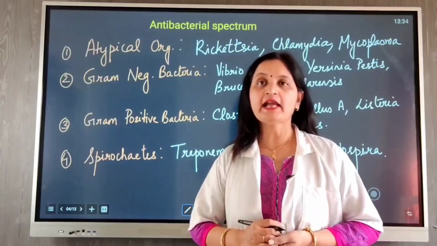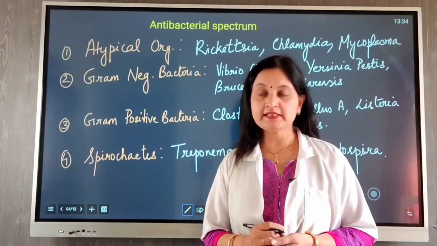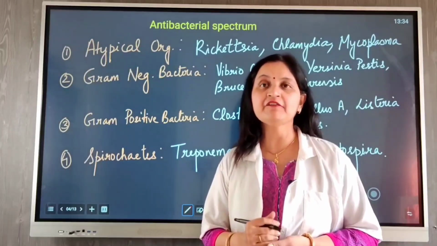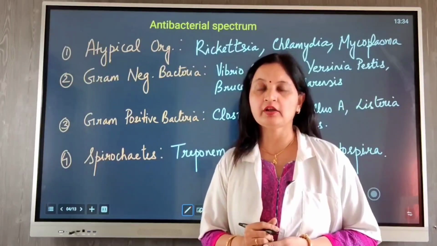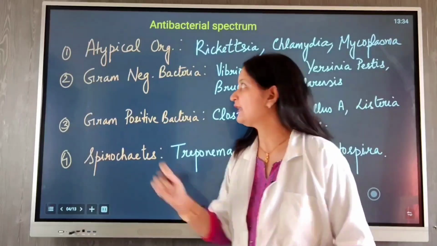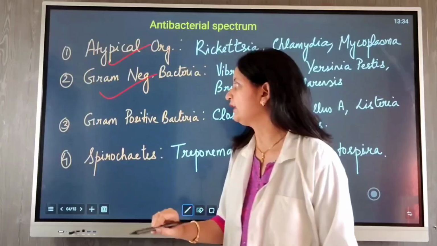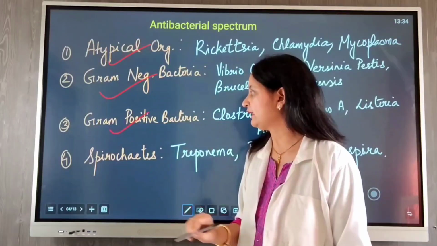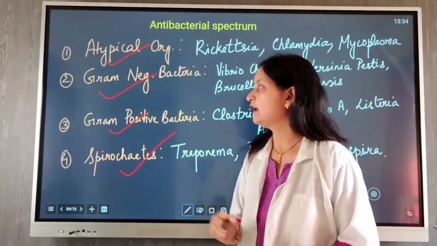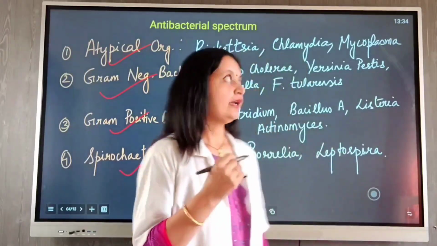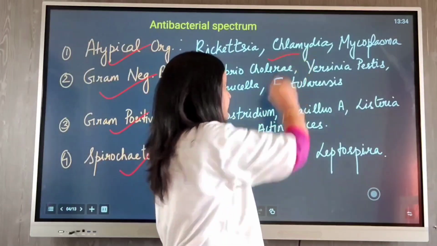Now, speaking about the antibacterial spectrum of tetracyclines, these are broad spectrum antibiotics, which means that they are effective against a wide range of microorganisms. They are effective against atypical microorganisms, gram-negative bacteria, gram-positive bacteria, and spirochetes. The atypical microorganisms include rickettsia, chlamydia, and mycoplasma.